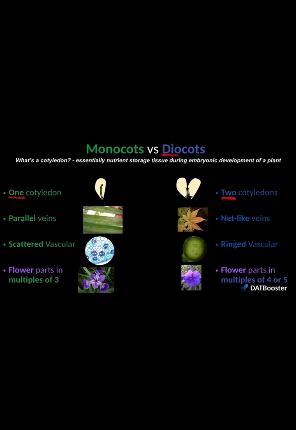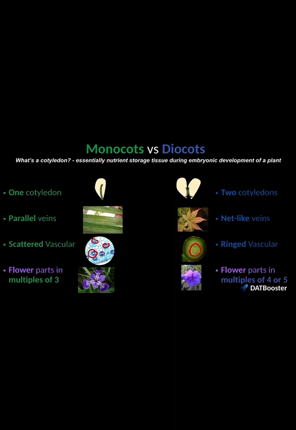The vascular system of a monocot is going to be parallel. It has parallel veins, so they run in tandem with each other. Unlike a dicot that has net-like veins, so a net-like vascular system. The monocot vascular system is going to be scattered throughout the plant, whereas a dicot vascular system is going to be always found in a ringed formation.